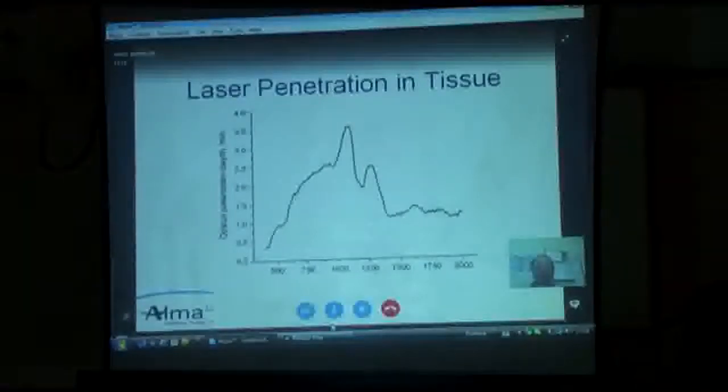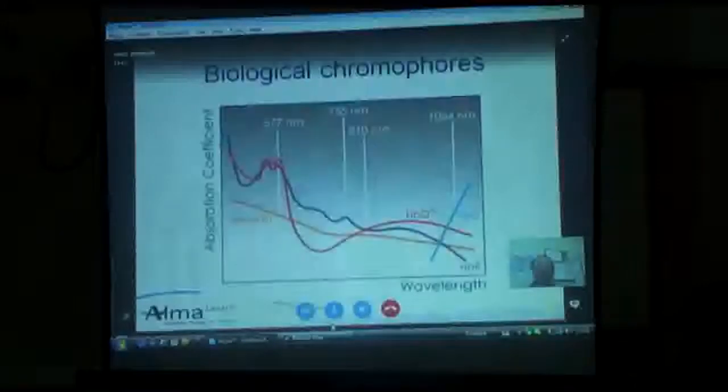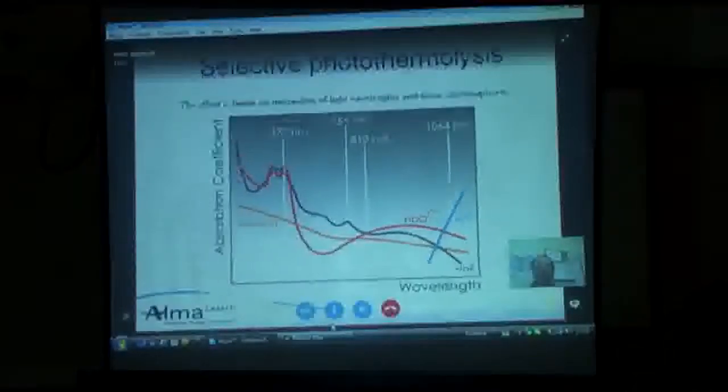And of course, when we want to go shallow, we want wavelengths at 2,900 nanometer where erbium is, and 10,000 where the CO2 is. And these are just examples of those biological chromophores and the cross peaks with their respective lasers expressed here in nanometer. So the effect is based on the interaction of light wavelength and tissue chromophores, which brings us the ability to change or to make the necessary damage on the tissue.